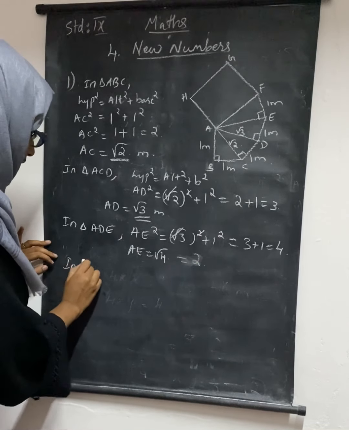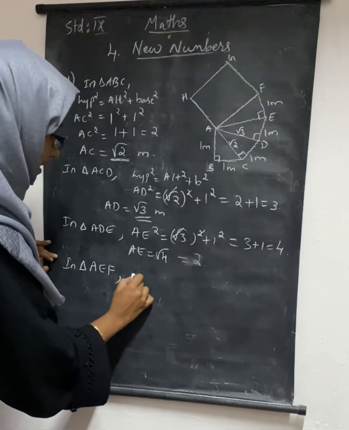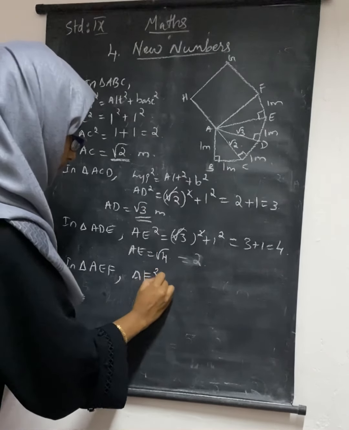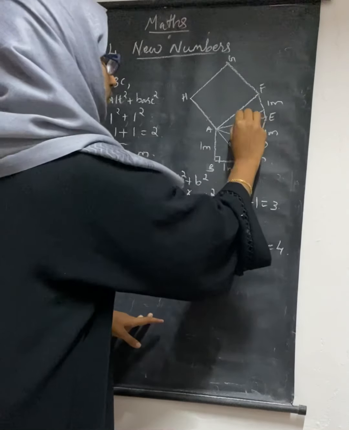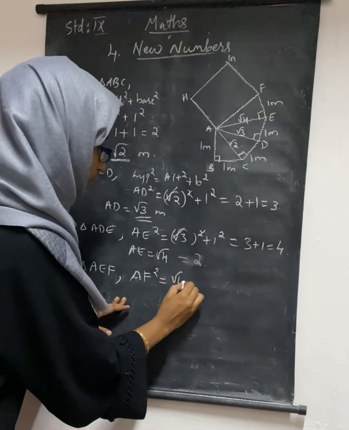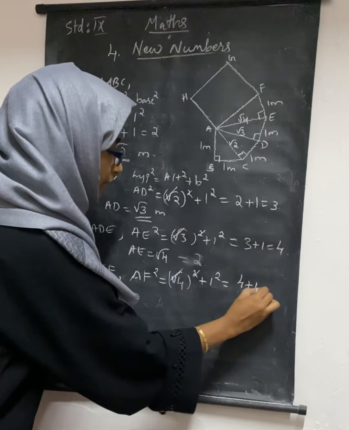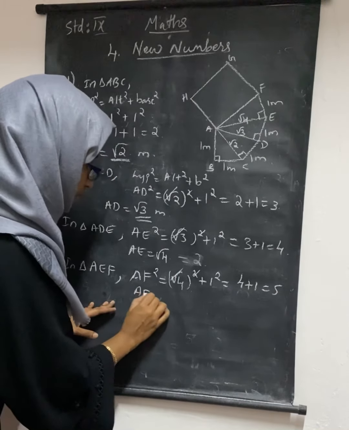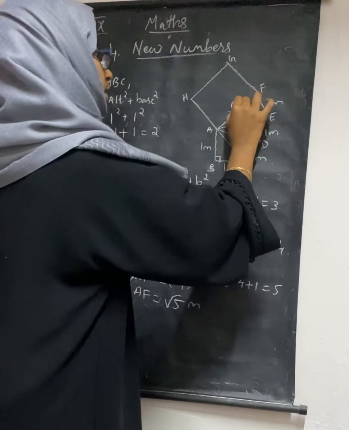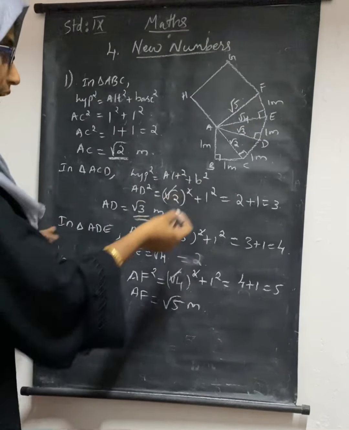Now the next triangle, after ADE, now AEF. Same way, AE over to the next, AF square is equal to square root of 4 whole square plus 1 square, which is 4 plus 1, 5. So AF is equal to square root of 5. So square root of 5 meter. Now we got the length of your square, how much? Square root of 5. And you can find out the area also.